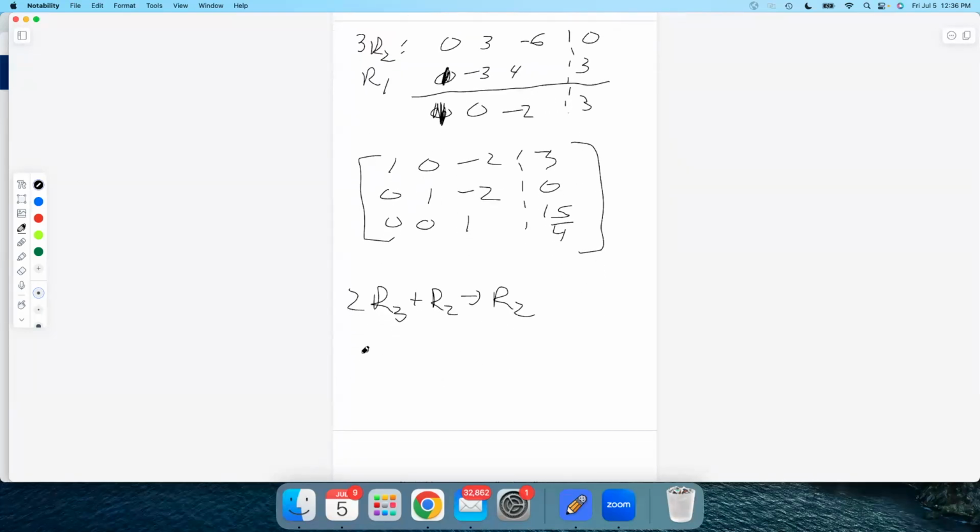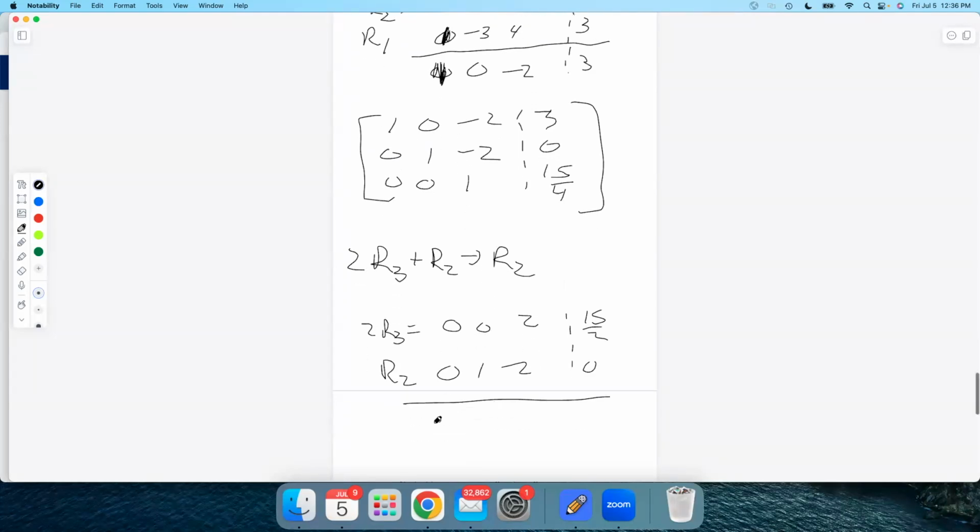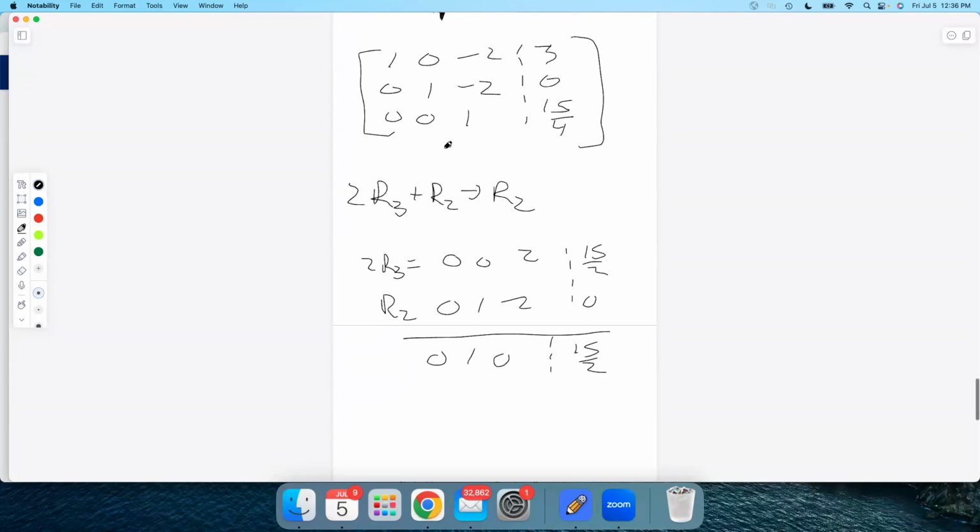So 2 times row 3, that'll be 0, 0, 2, 15 over 2. Old row 2, 0, 1, -2, 0. Add straight down. I get 0, 1, 0, which is what I want. 15 over 2.